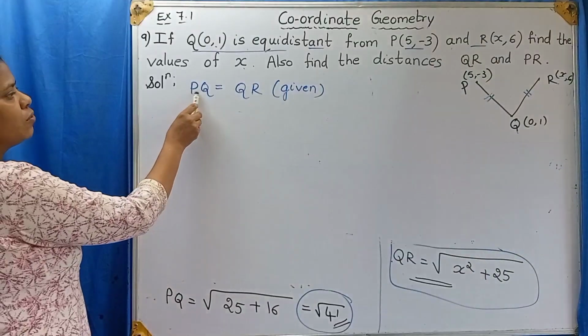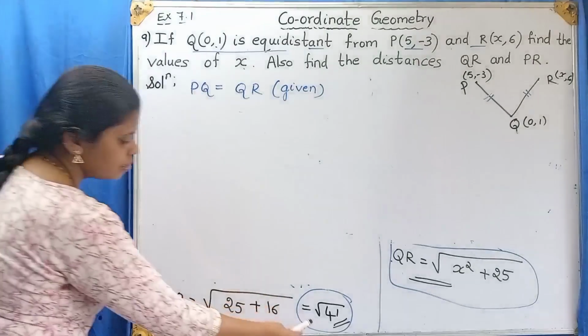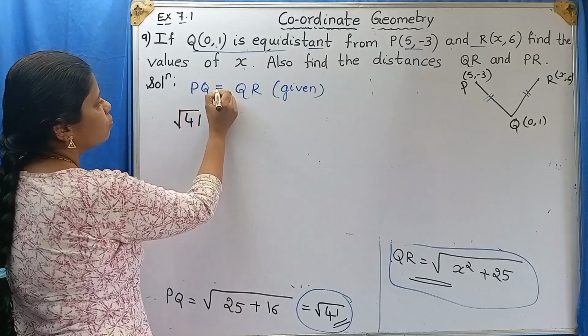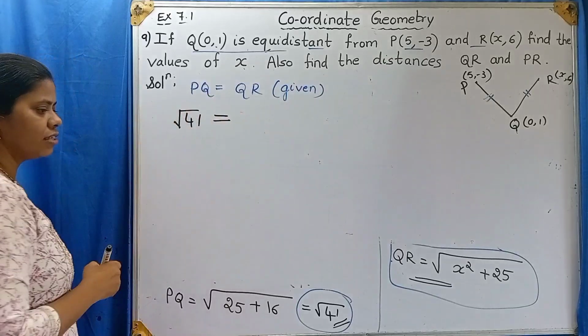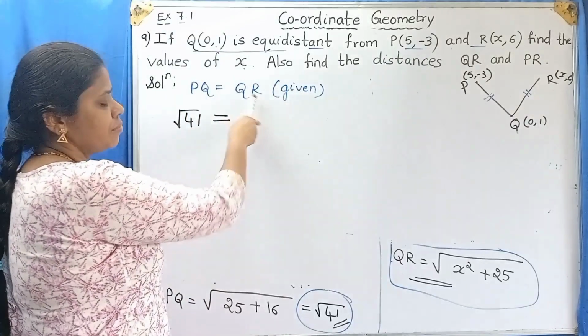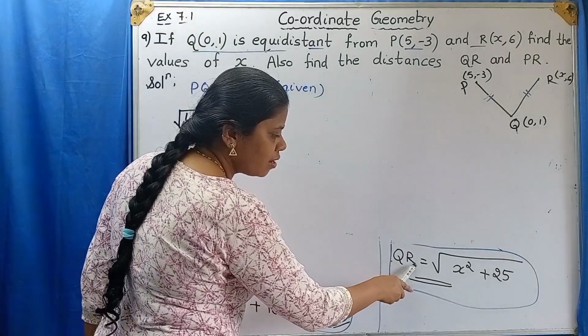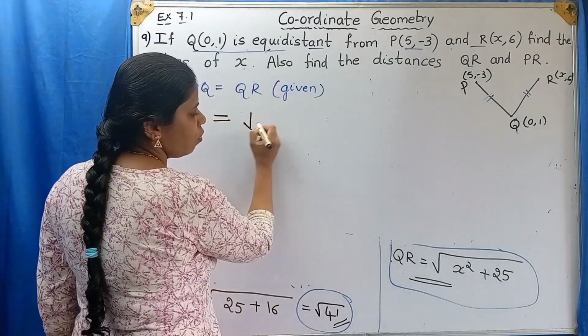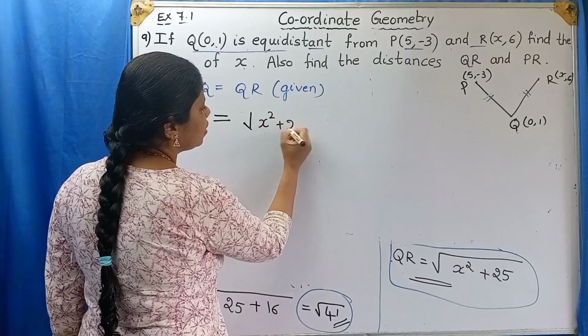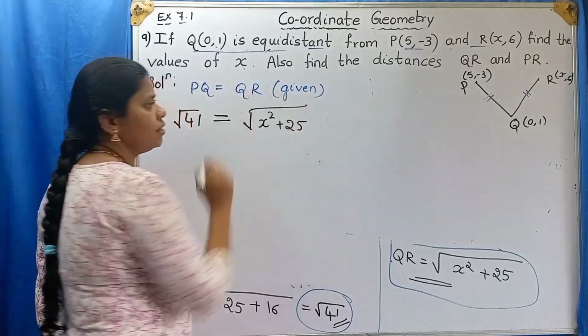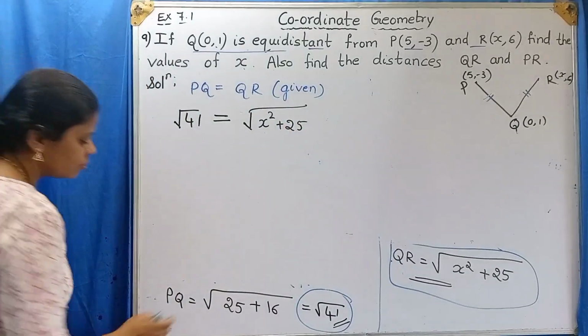Look at this PQ. The distance PQ is square root of 41. This is equal to, let us write, QR. The distance between the points Q and R is square root of x square plus 25. Isn't it? Now I am going to rub this.